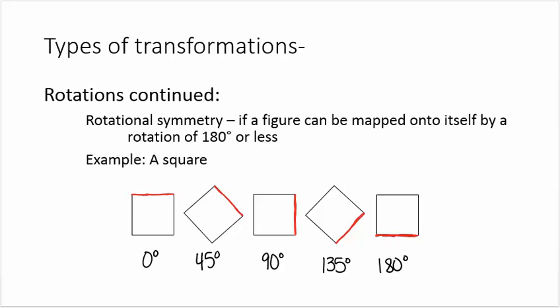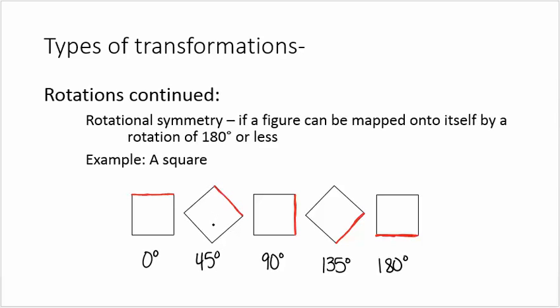To add to this, we also have what's called rotational symmetry. If a figure can be mapped onto itself by a rotation of 180 degrees or less, we call that rotational symmetry. A good example of that is just a square. I've highlighted just one of the sides in red so that we can follow that figure as we rotate it. But notice when you rotate a square 45 degrees, this is not mapping onto itself. Now it looks more like a diamond, but if I were to pick this up and place it on the other square, they don't line up.